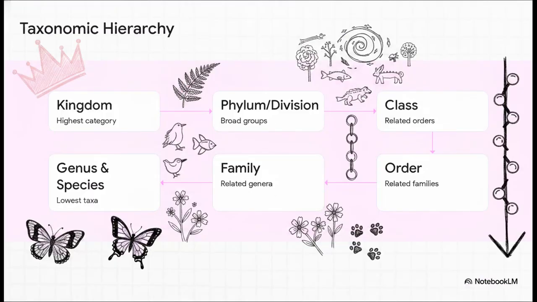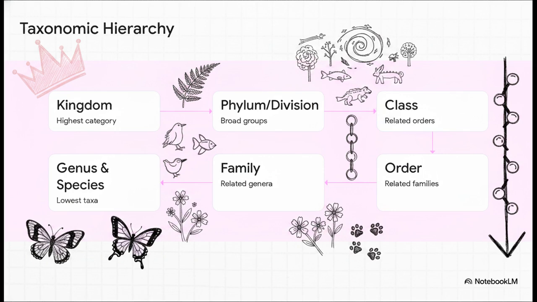Let's move to the taxonomic hierarchy and see how this actually builds, step by step. Think of it like a descending filing cabinet. It starts way at the top with kingdom. That's the highest category, it's super broad, and its members share the least amount of characteristics. Then we step down into phylum for animals or division for plants, then down to class, order, family, genus, and finally, species.